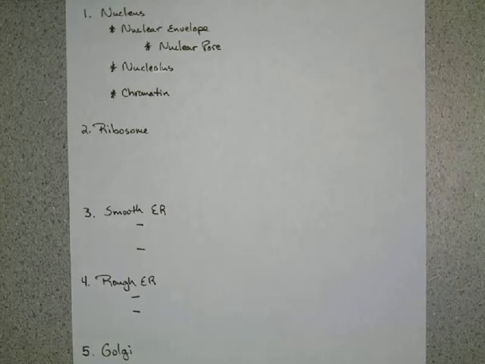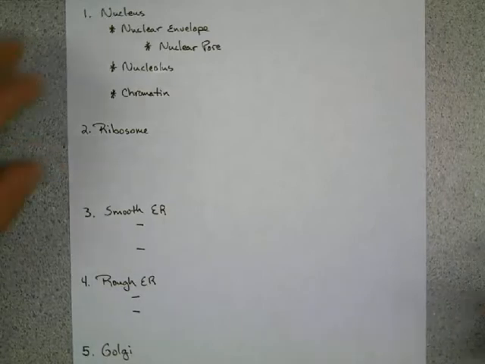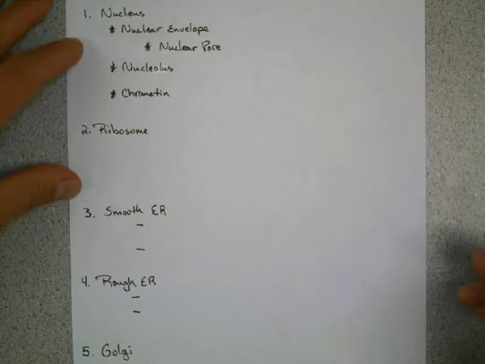Okay, today's podcast is going to be on the major organelles that we study, and this is going to be organelle part 1. We're going to do the nucleus, the ribosome, smooth ER, rough ER, and the related one, the Golgi apparatus. Okay, first we're going to start with the nucleus.